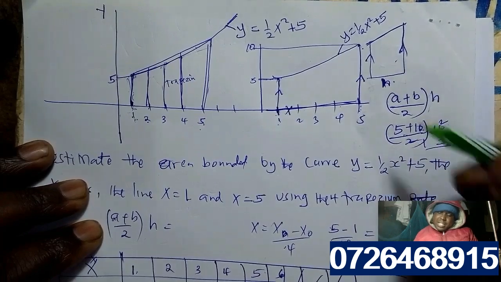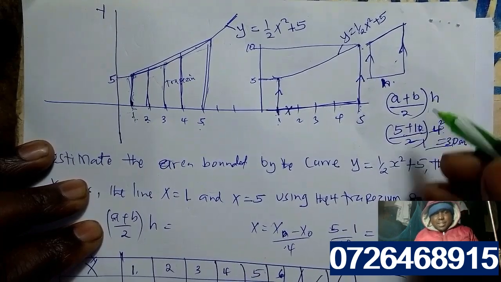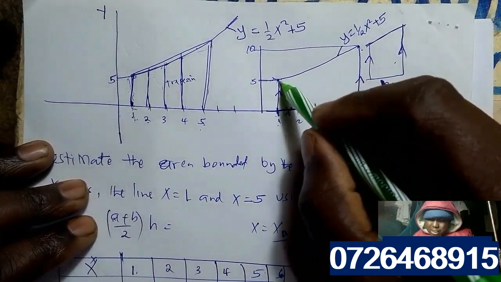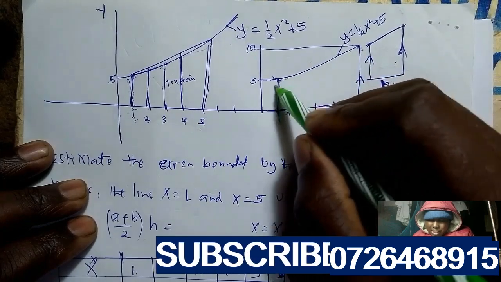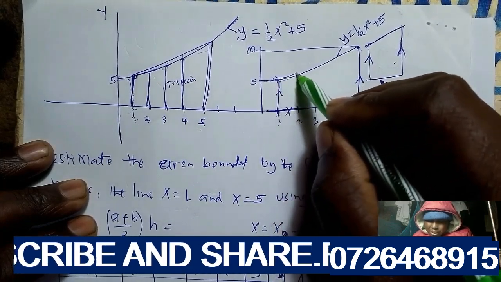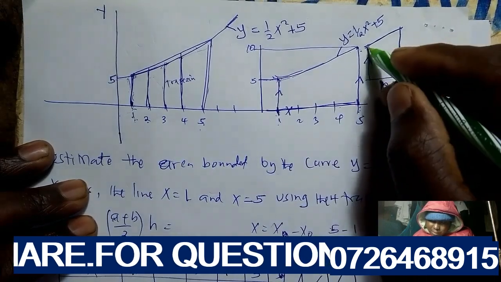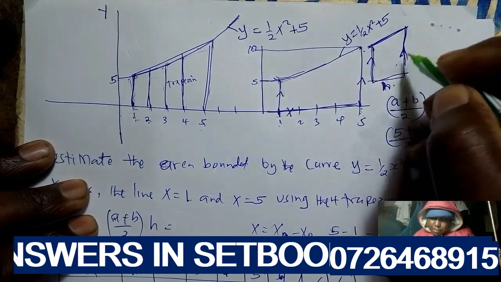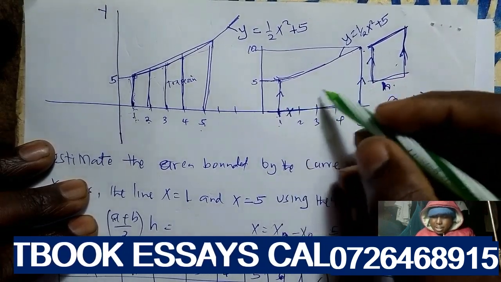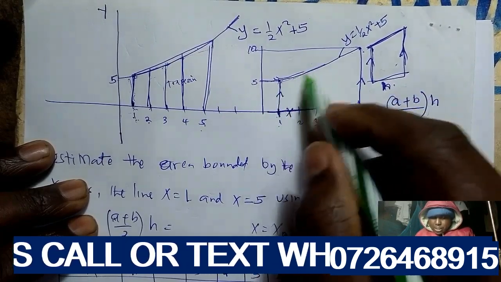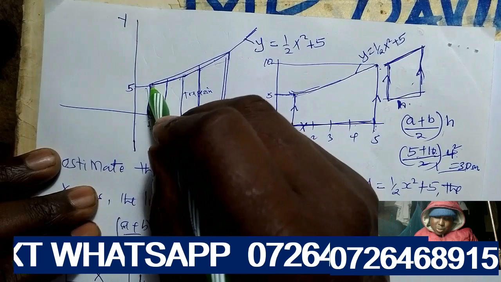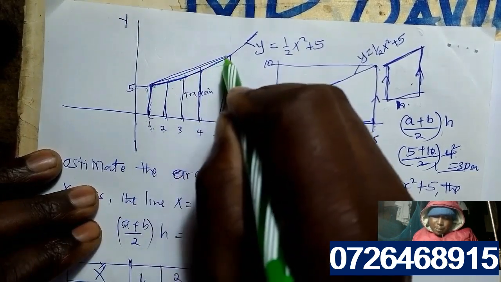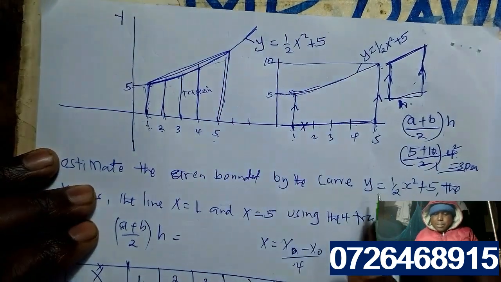But we realize that this one is very erroneous. It has a lot of error, because how would you assume that this one is a trapezium, yet it is a curve? This one is not straight. A trapezium should have a straight line. So because of the big error that occurred, look at this one. This one is a curve like this, and then we are assuming that it is a trapezium. No, that one gives a very big error.